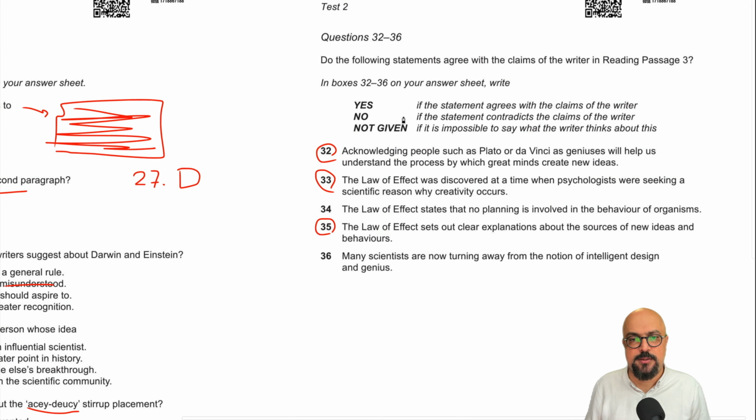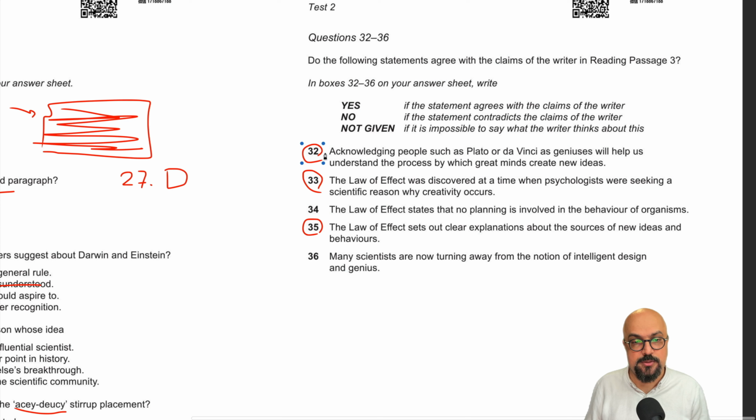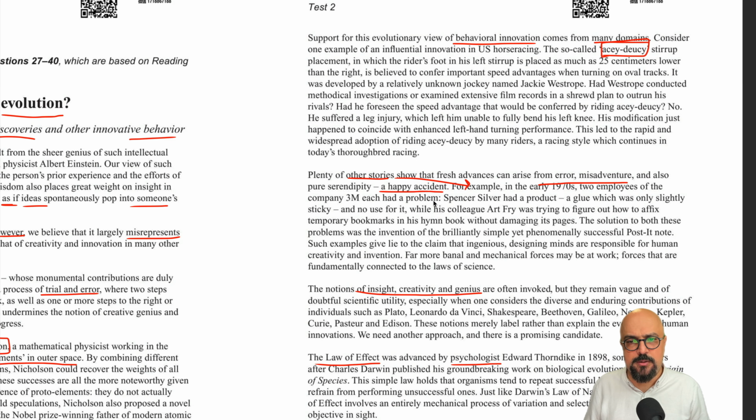Now, what about yes, no, and not given questions? Like I said before, these come in passage order. What do we do here? We can start with 32, but it's best to go through the questions real quickly and see if something is easier to start with. Well, luckily we have the names Plato and Da Vinci. I remember these names clearly, so why not start with this? We don't need to read the other ones for now, and whatever these are, others would be after. So Plato and Da Vinci. These guys, I know where they are.